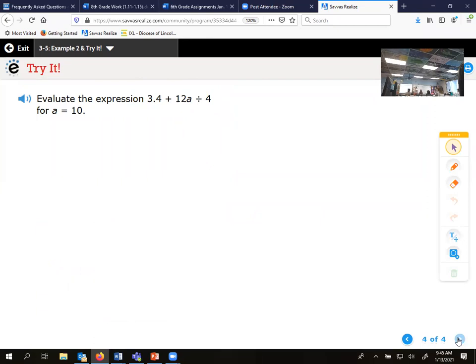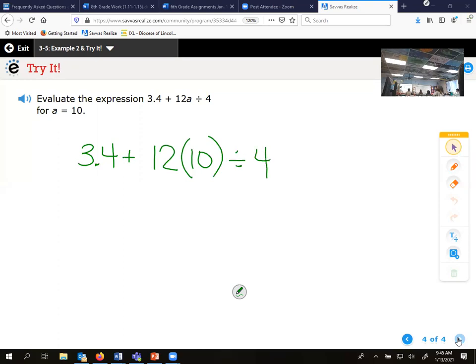Okay. Now we have an expression 3.4 plus 12 times A divided by 4. And we want to evaluate when A equals 10. It's important here that you show multiplication in some way, because if not, it would look like the number 1,210. You can use parentheses, you can use any of the multiplication symbols, but just because these are right next to each other doesn't mean the numbers are right next to each other.